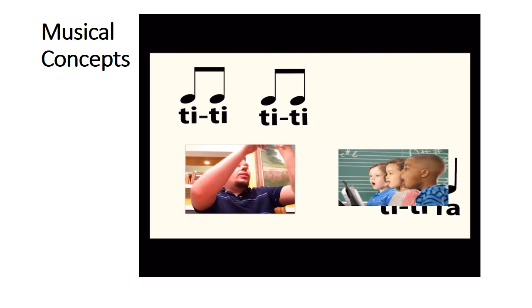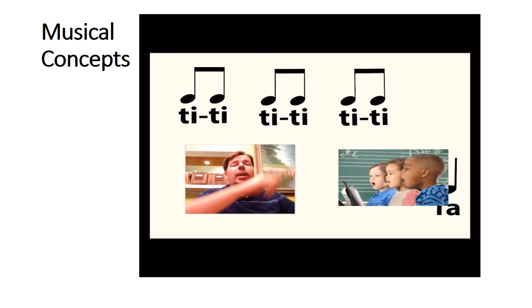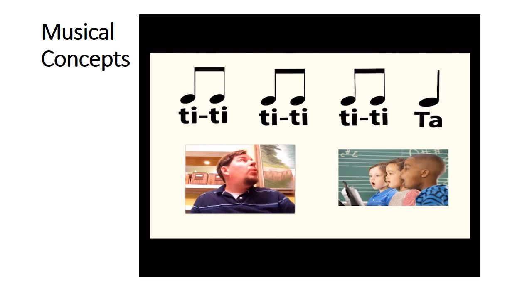Hey kids, let's create a rhythm together today. Let's start out with 2 eighth notes, followed by another set of 2 eighth notes, then a third set of 2 eighth notes way over here, and then finally a quarter note way over here. This pattern sounds like this. T, T, T, T, T, T, ta.